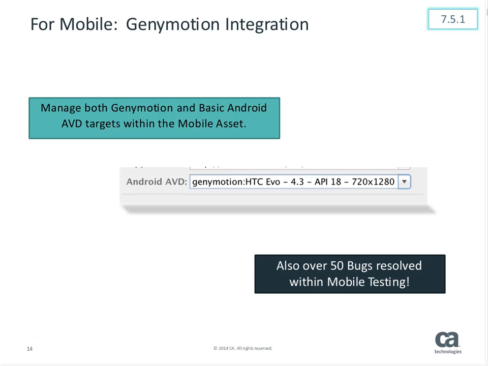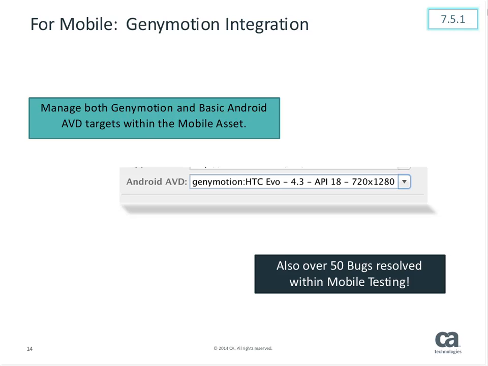We also resolved over 50 bugs in mobile testing within 751 and 752. That, and just how fast the mobile industry works, is one of the reasons we're prompting all customers to stay as current as possible with the application test releases for mobile.